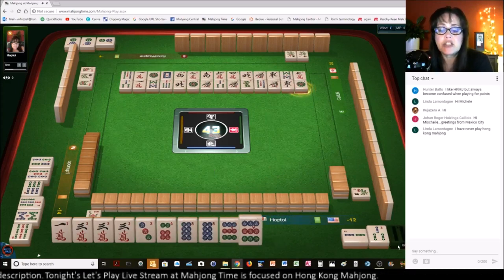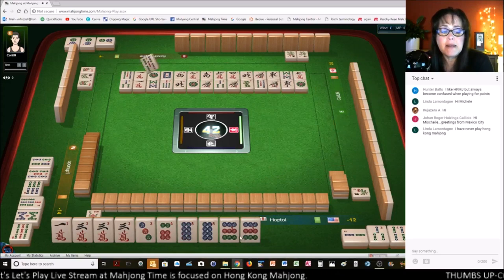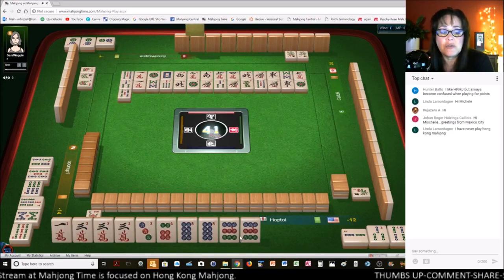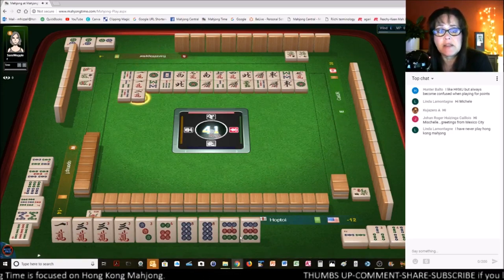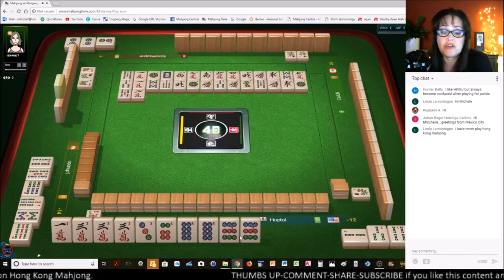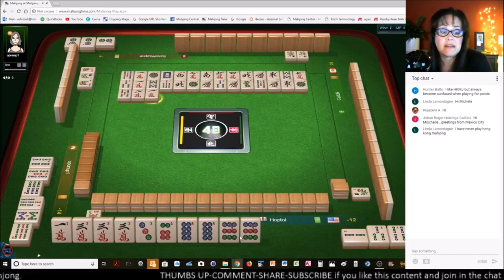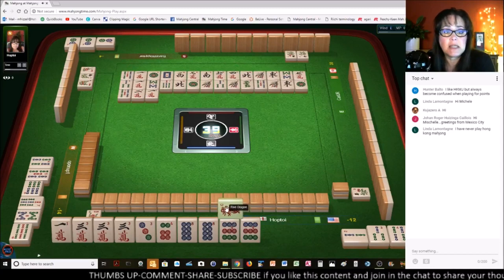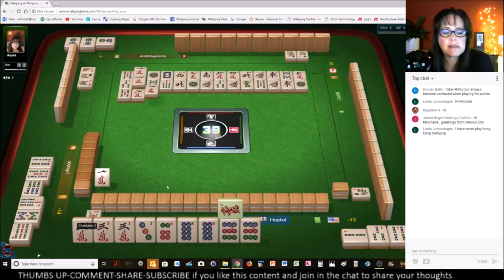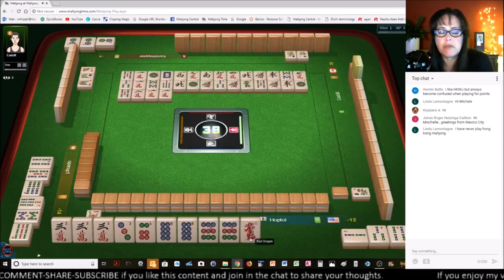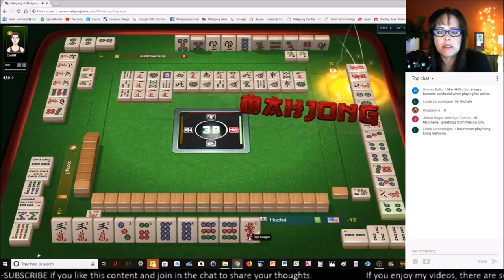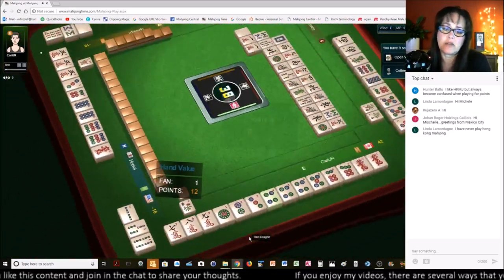Okay, we're going to... And see, we already have a chow. We paired up again. 5. So we can't change to an all pung because we have a chow. We could go for a chicken hand. 1 character. Maybe we should go for a chicken hand. Red dragon. Let's see if we can pair up the red dragon and do a dragon pung. Oh, somebody won. I'm glad I didn't throw the dragon.